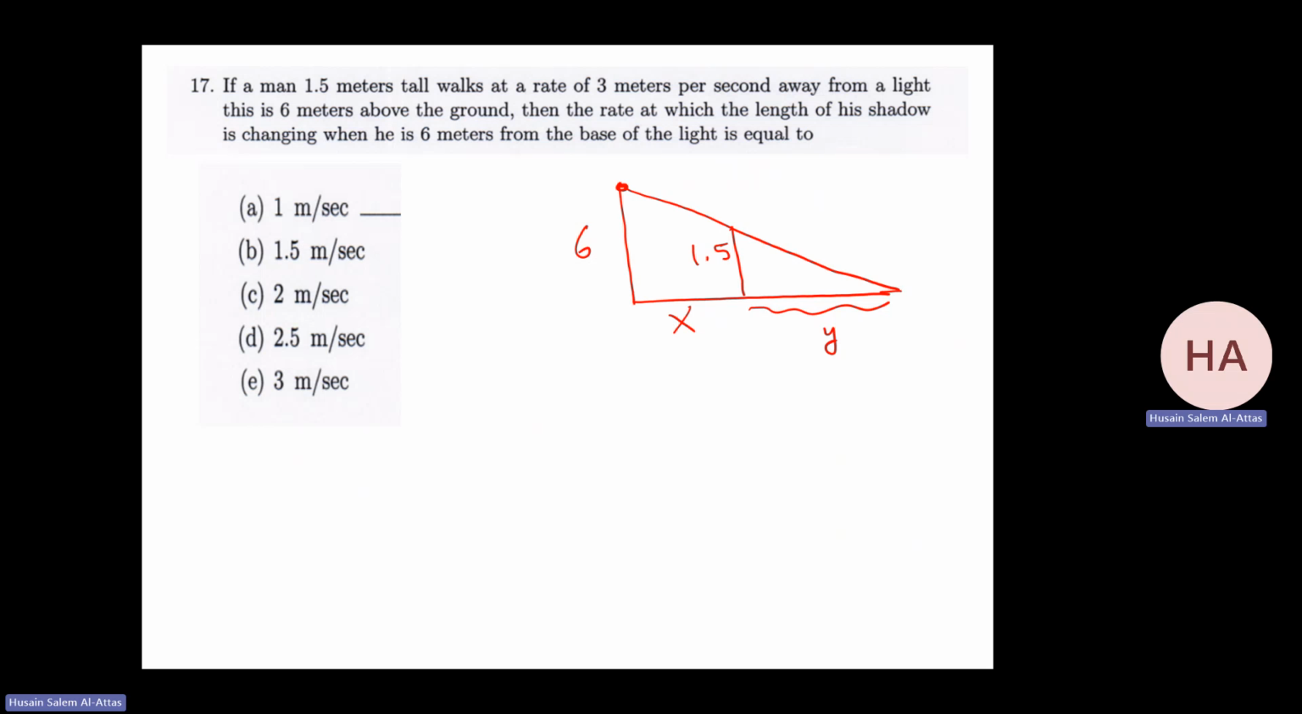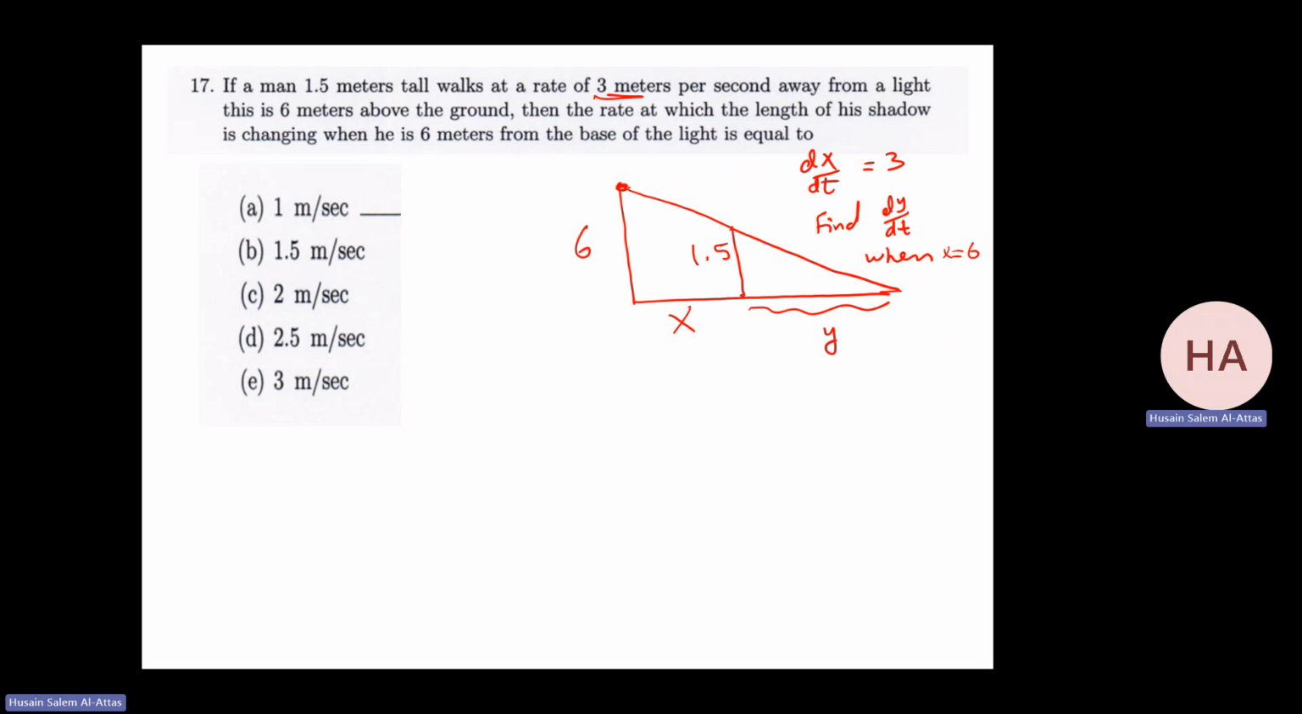He wants the rate at which the length of his shadow is changing when he's 6 meters. He walks at 3 meters per second, so dx by dt equals 3. He wants to find the shadow, which is y, dy by dt, when he is 6 meters from the base of the light, so when x equals 6. What is the relation?